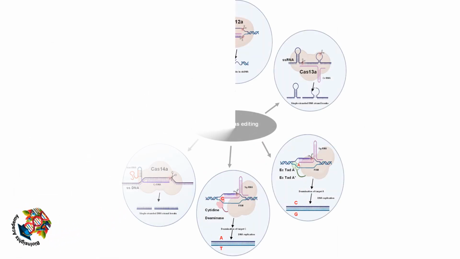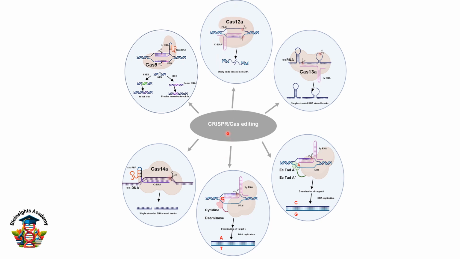Alright, we may know that CRISPR-Cas editing technology has numerous applications across various fields, such as medicine and therapeutics, gene therapy, cancer treatment, infectious diseases, and even in agriculture. So based on our goals and targets, different Cas proteins can be used. At first, let's start with Cas9 protein.